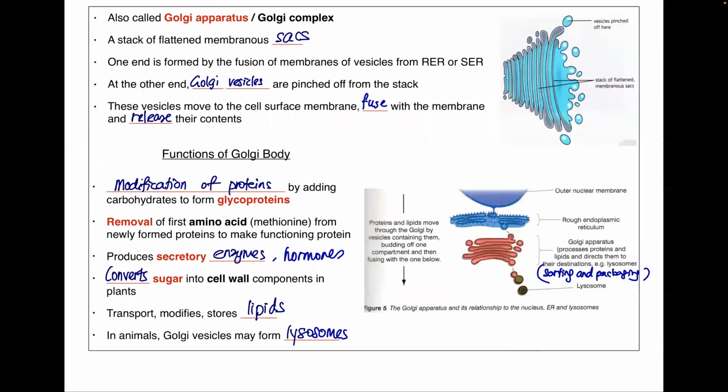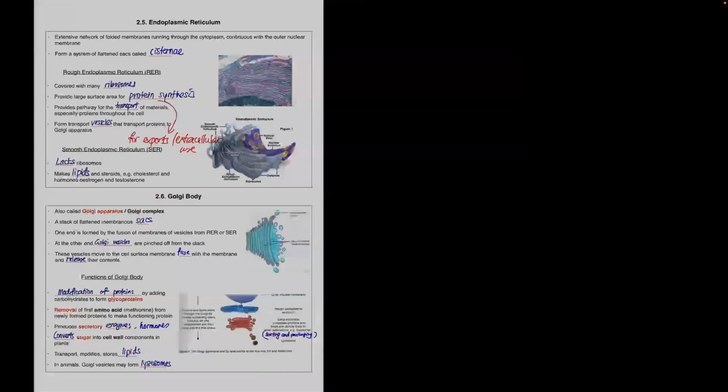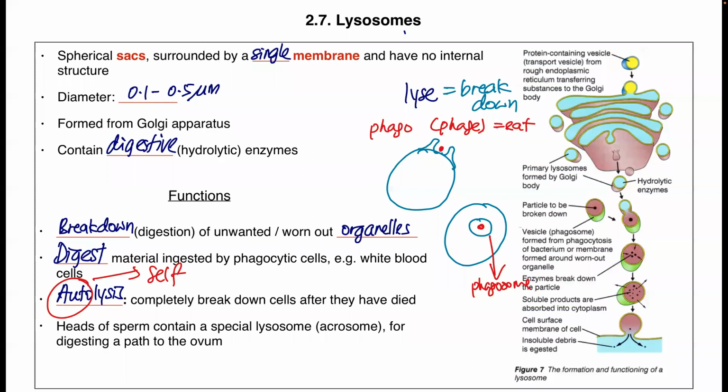So you can see that in general, the whole Golgi is what we call a modification, sorting and packaging center. Proteins and lipids are modified here, sorted, packaged, and then sent out of the cell. So next is the lysosome.